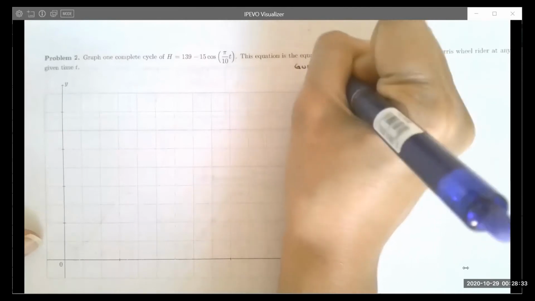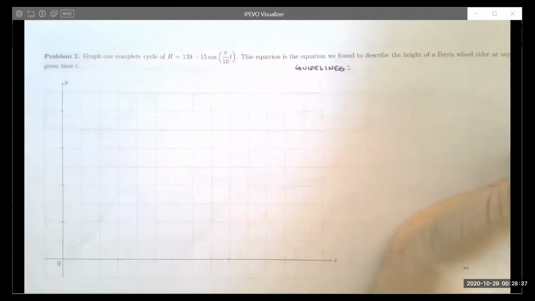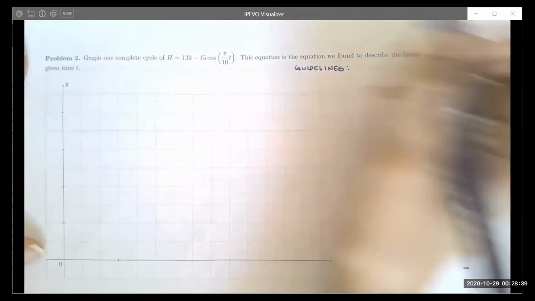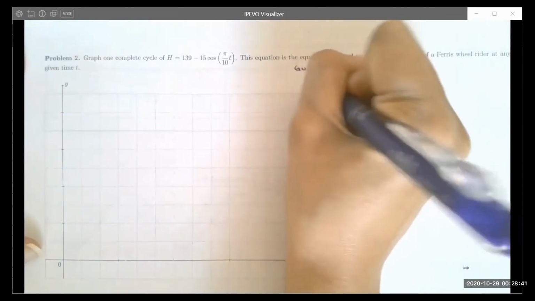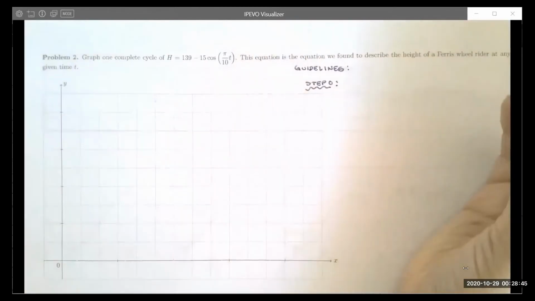So the first thing, and again, these are always guidelines. If you have already taken a trigonometry course in the past and have a different approach for graphing these that works for you, by all means, you can use your own approach. But these are guidelines that I like to provide because I feel that it organizes everything nicely.